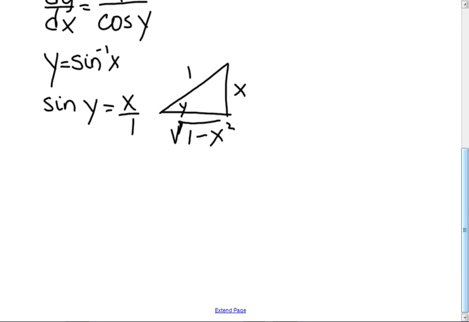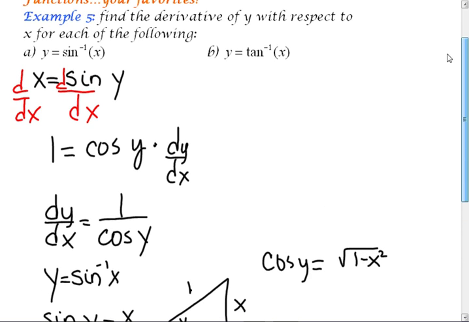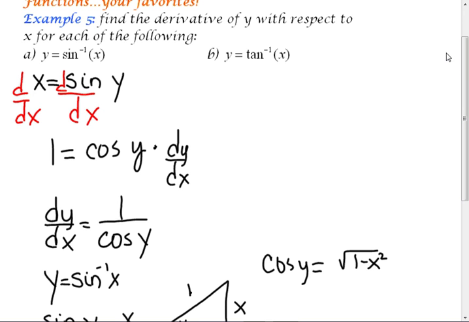Now I need to go up here and find the cosine of y. What's the cosine of y? It's the adjacent over the hypotenuse. So it's the square root of 1 minus x squared. Because that is what an inverse trig function is. This is an angle. It means the sine of what angle is x? When I see inverse trig, I should be seeing angles.